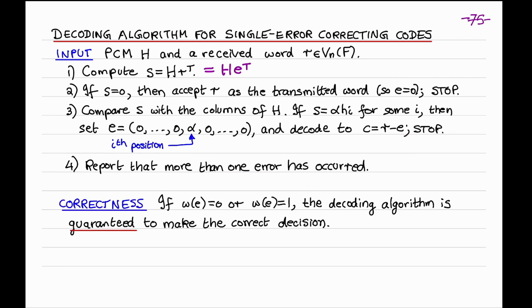By the observations we made on the previous slide, we can conclude that if the error vector indeed has weight 0 or weight 1, then the decoding algorithm is guaranteed to make the correct decision. On the other hand, if the error vector has weight greater than 1, then either the algorithm makes an incorrect decision, or it correctly reports that more than one error has occurred and error correction is not possible.